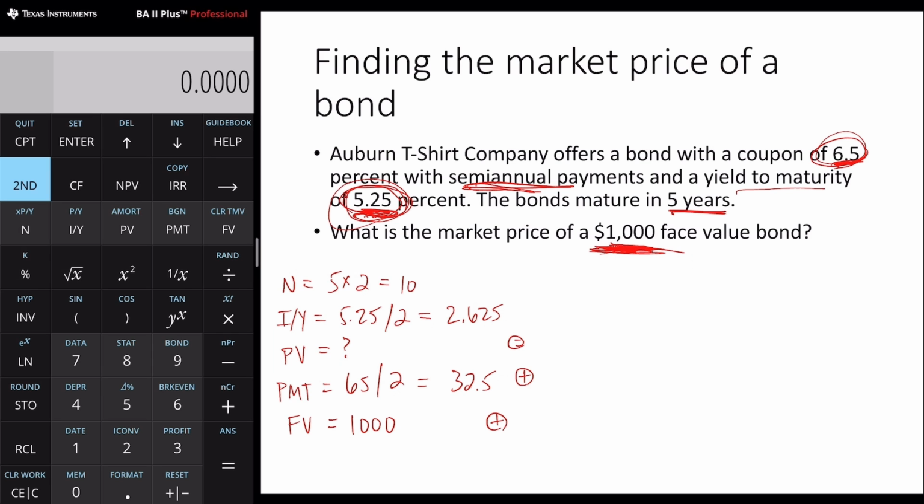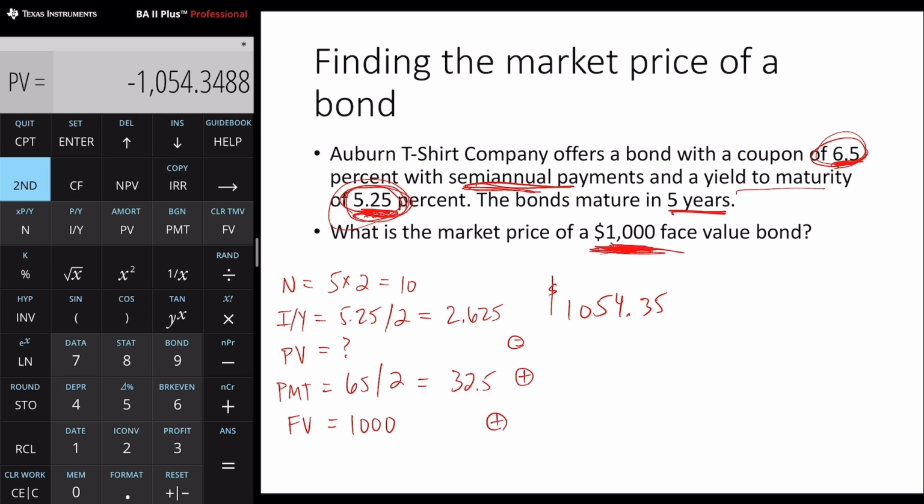All right, so 10 is my N. 2.625 is my I over Y. 32.5 is my payment, and 1,000 is my future value or face value. Compute the price. I get 1,054 and basically 35 cents.